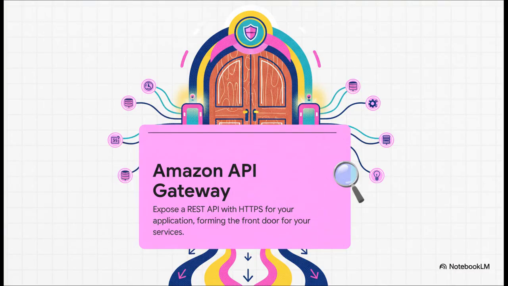Okay, next up. Every application needs a front door, right? That's Amazon API Gateway. It's basically the receptionist for your entire application. It manages every single incoming request, it handles security and traffic control, and it makes sure to route those requests to the right Lambda function to do the work. And the best part is, it's built to handle massive scale right out of the box.